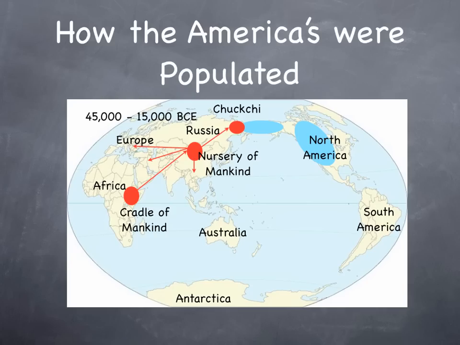Now, the red dot where Russia is, that's where the Chukchi people live. They are people who have adapted to the climate of the Ice Age. And they're dealing with those conditions, well, not easily. It's rough living, but they're living in that area. And the land bridge allowed them a place to cross over into North America. And that land bridge we call Beringia.